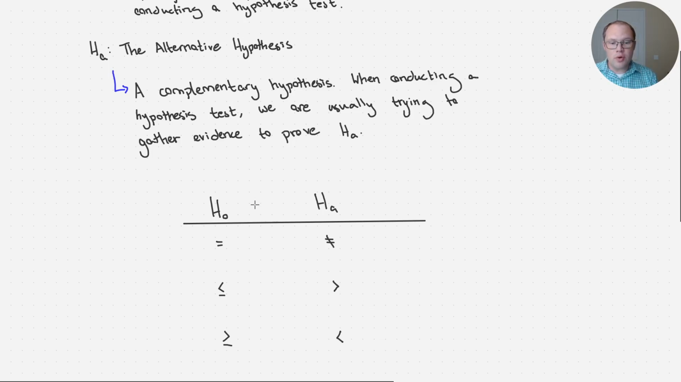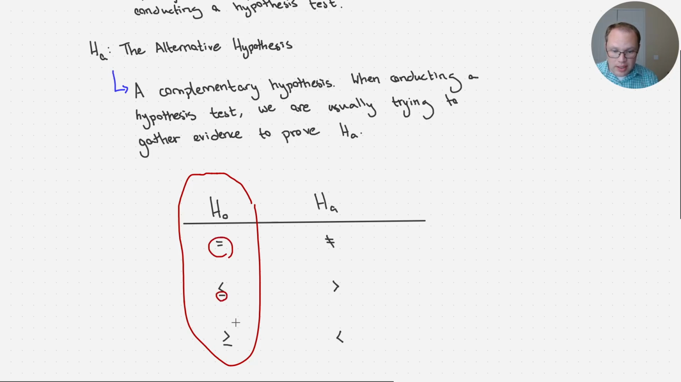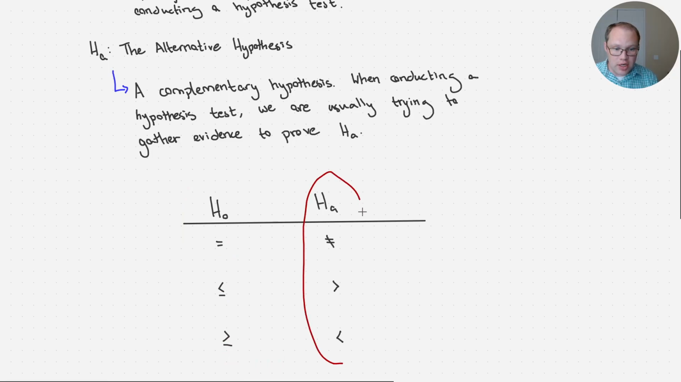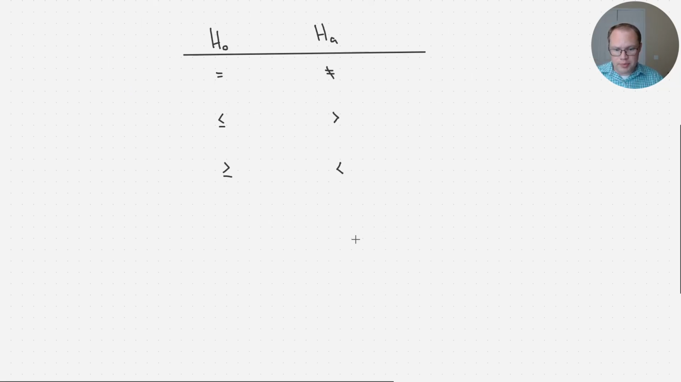Okay? Notice every symbol that we use for the null hypothesis has an equal in it. Every symbol we use for the alternative hypothesis does not have an equal in it. That's a good way to determine whether the mathematical statement we have corresponds to the null hypothesis or the alternative hypothesis. Now, when conducting a hypothesis test, there's only two options.